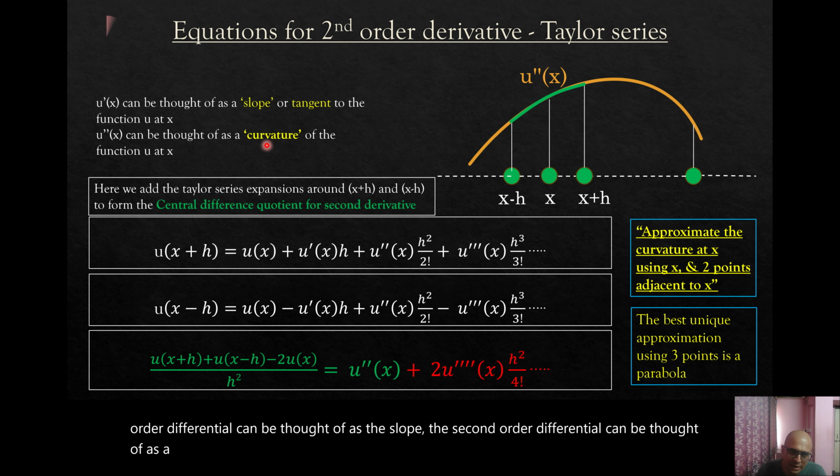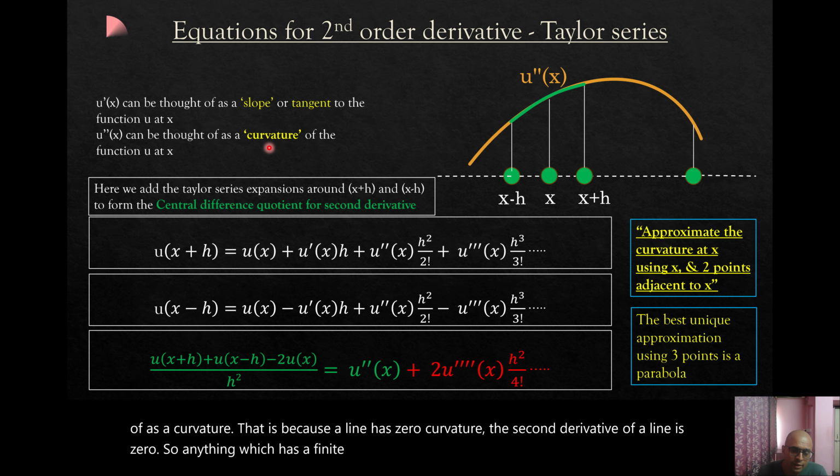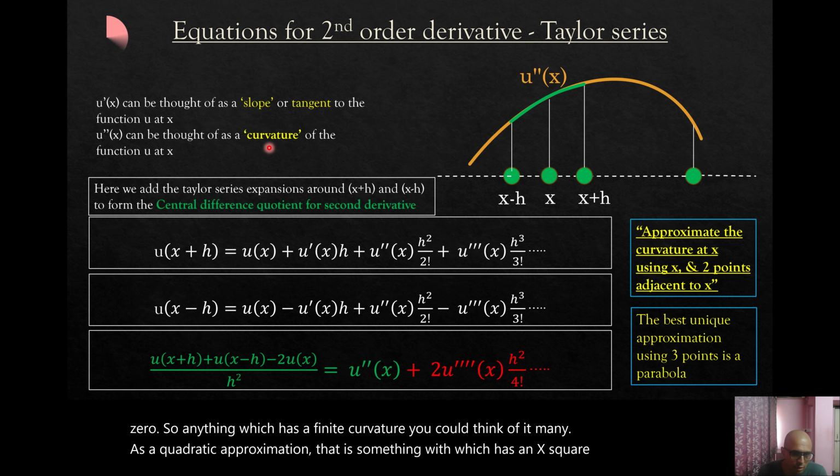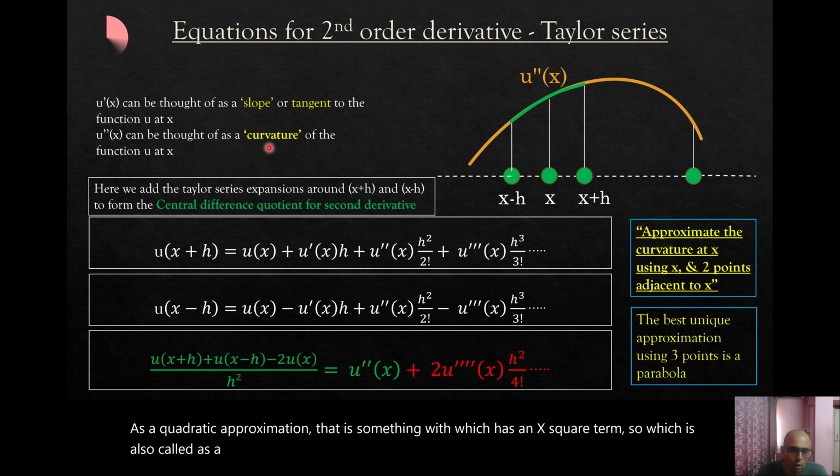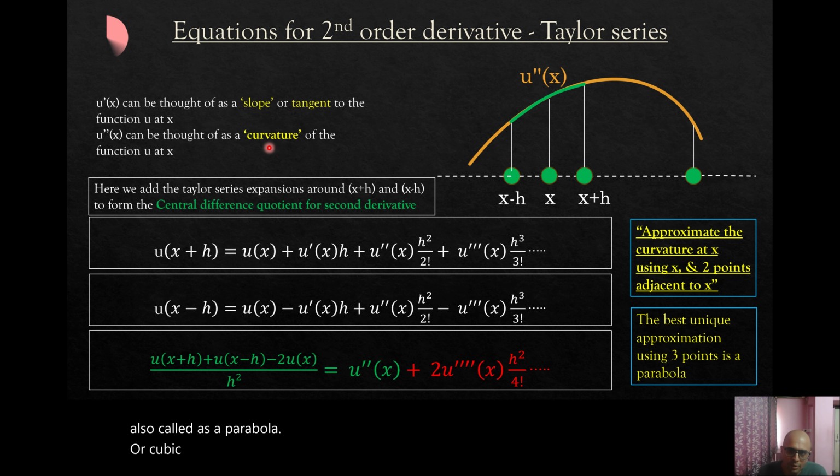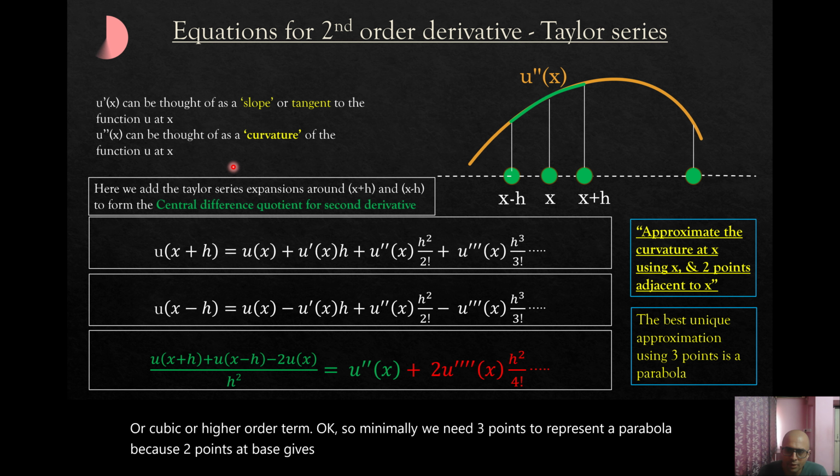That's because a line has zero curvature. The second derivative of a line is 0. So anything which has a finite curvature, you could think of it minimally as a quadratic approximation. That is something which has an x square term, which is also called a parabola, or cubic or higher order term. Minimally we need 3 points to represent a parabola, because 2 points at best give us a straight line fit.